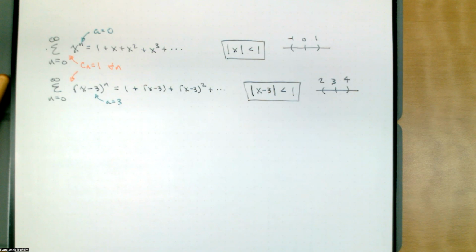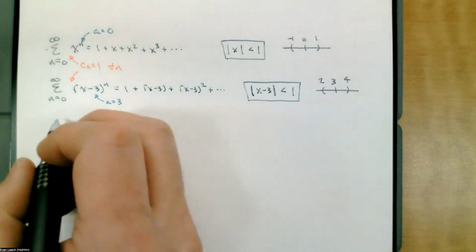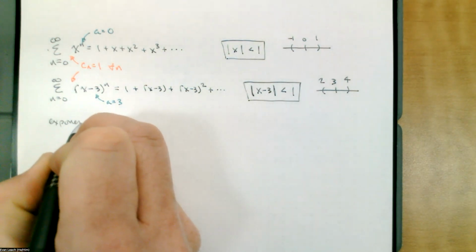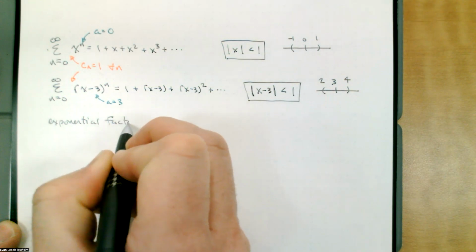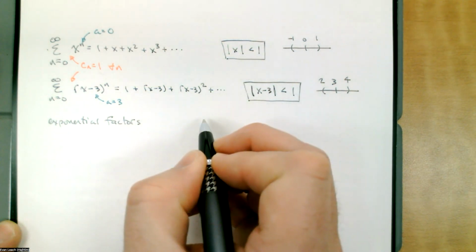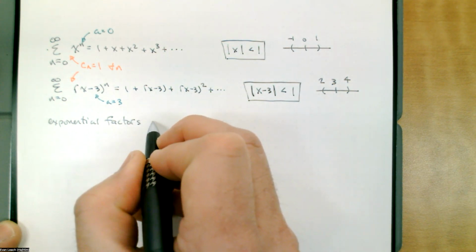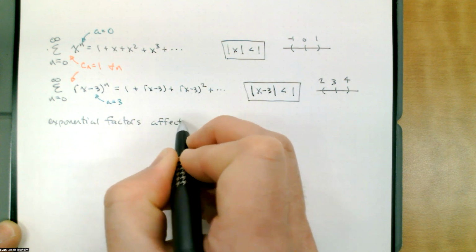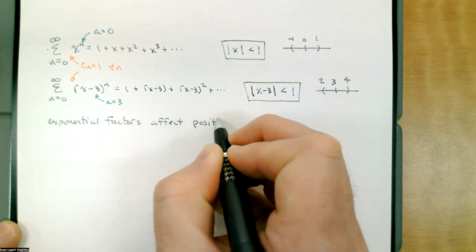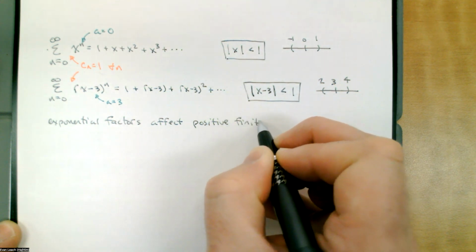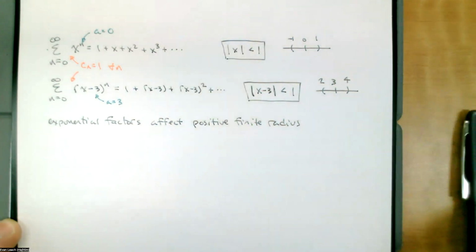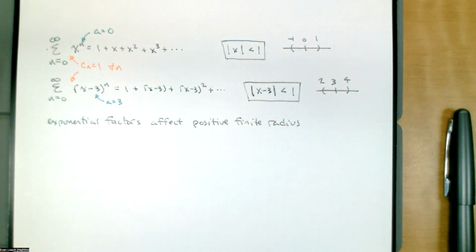This is mainly geometric in form. There's a common ratio of x minus 3 to the n. Exponential factors adjust your finite positive radius of convergence. Exponential factors show up and affect the positive finite radius of convergence.